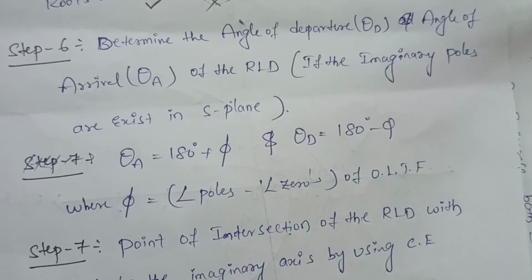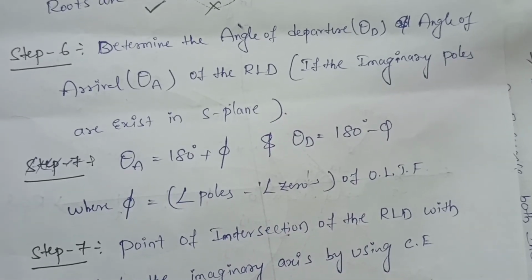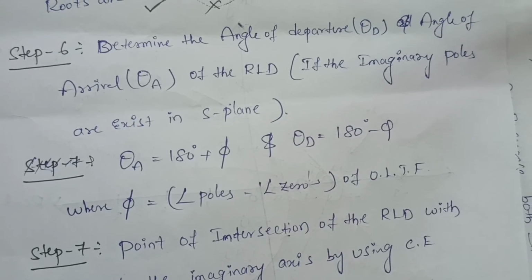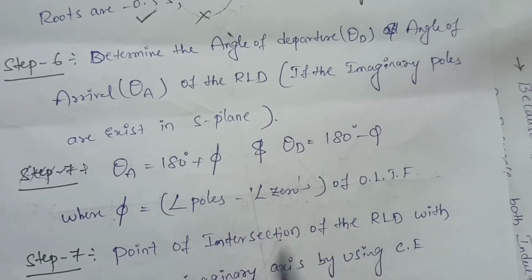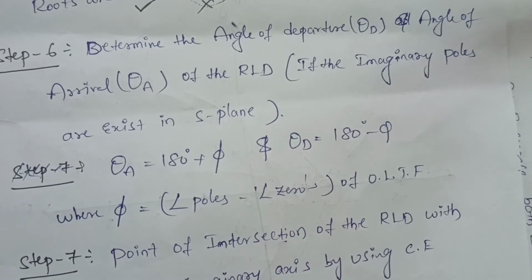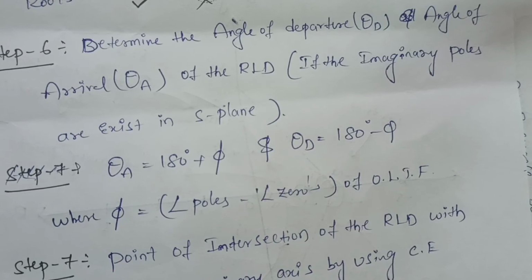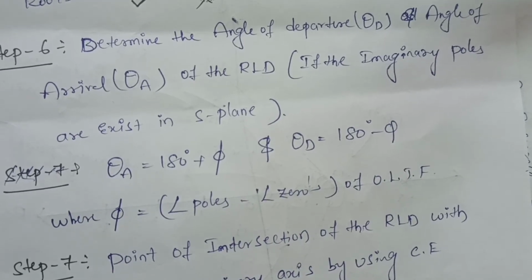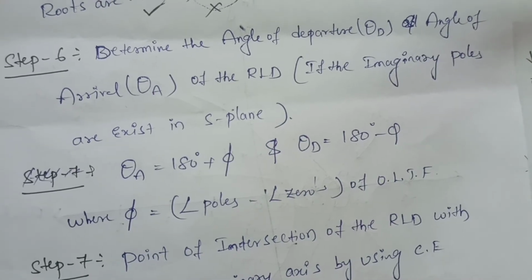The next one, step number 3. In this step, we need to find the angle of departure and angle of arrival by using these two formulas. Sir, what about angle of departure and angle of arrival? This step applies whenever we have imaginary roots. Whenever we have imaginary roots in the open loop transfer function, then step number 3 will exist.